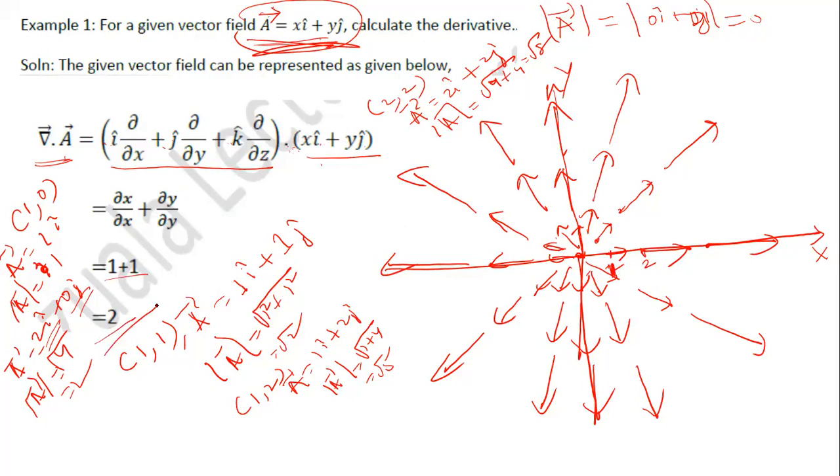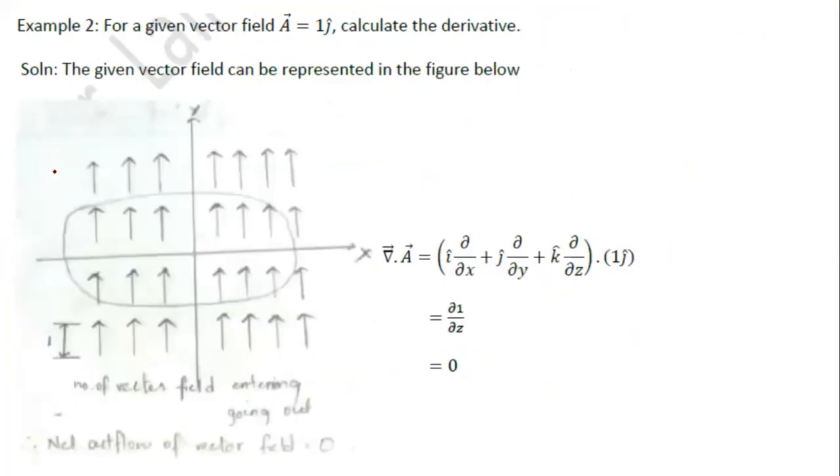That means this vector function has a finite divergence. The divergence of this vector function A is not 0. That means this vector has a divergence.